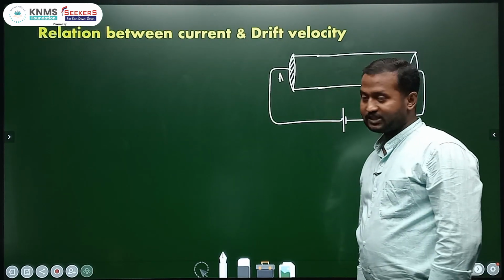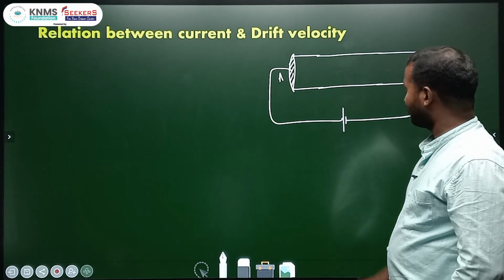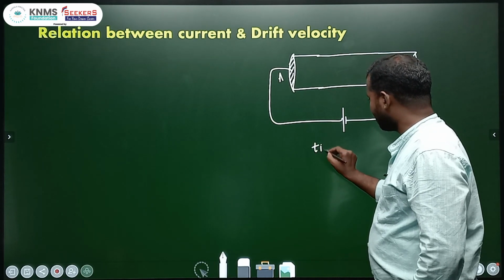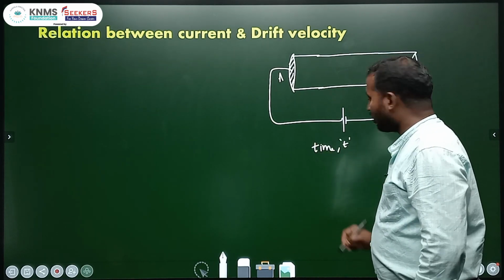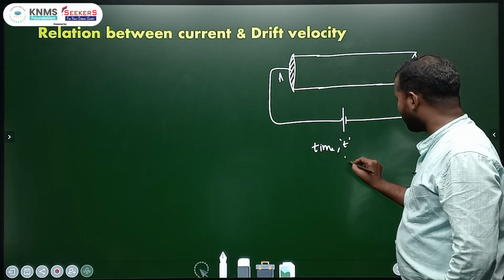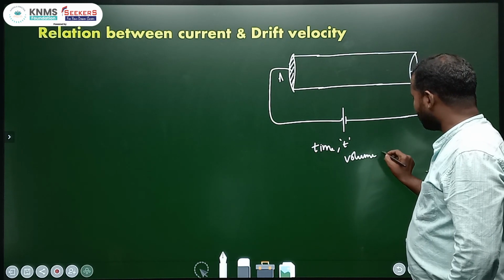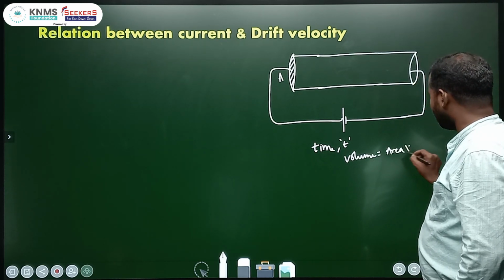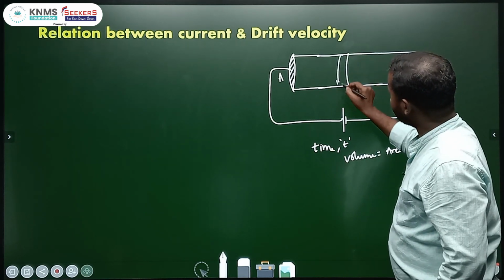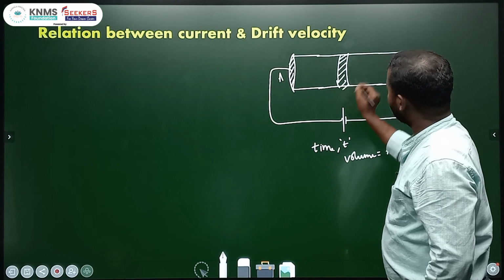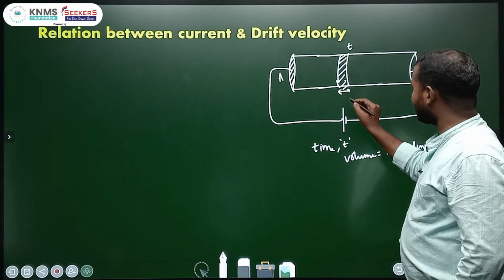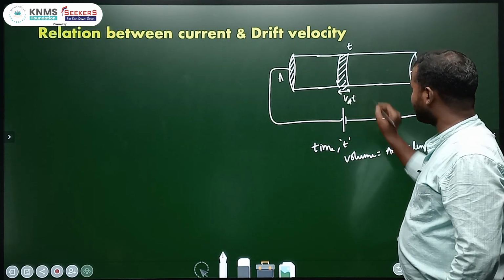Let us see the relationship between current and drift velocity right now. Let us take a conductor. Now in time t, how much volume has been covered by these electrons? Let us talk about the volume here. Volume is equal to, can I say, area into length. I am talking about a small length part within which, in time t, it is covering the length L, and that length L can be written as velocity into time, vd into t.